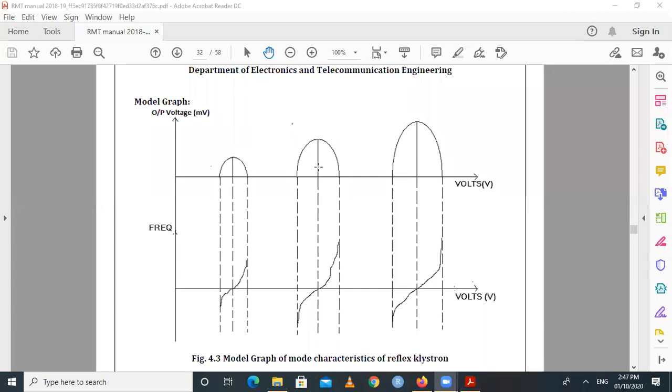It may be possible that in mode number 2 you get the first minimum reading at, suppose, 140 volt, the maximum reading at 130 volt, and again the second minimum reading at 110 volt. For all these three readings you have to calculate the frequency, and the frequency is again reducing. At first minima it is 9.76 gigahertz, at maximum it is 9.75, and at minimum it is 9.74. So the frequency is again reducing. In this way you can plot the mode characteristics of the reflex klystron.